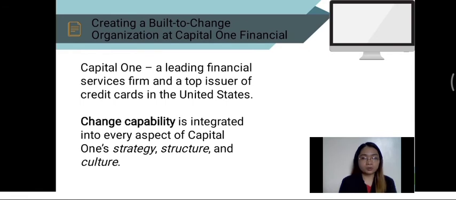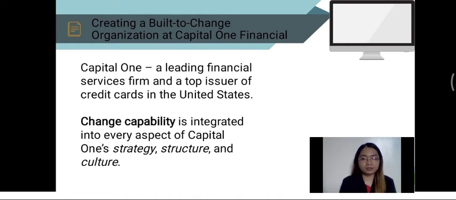So, the next one is creating a build to change organization at Capital One Financial. Capital One is a leading financial services firm and the top issuer of credit cards in the United States. And this company shows one of the applications of Build to Change, showing how change capability is built into the firm's strategy, design, features, and culture.